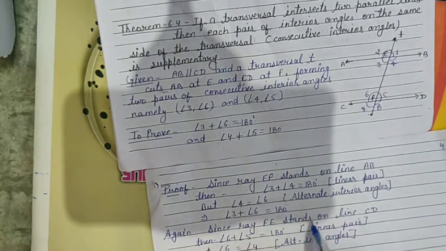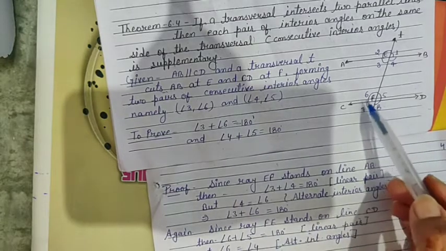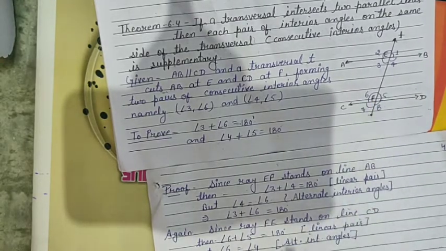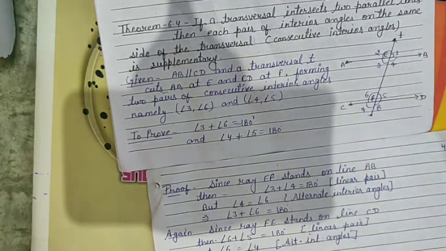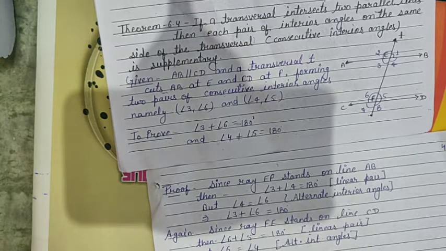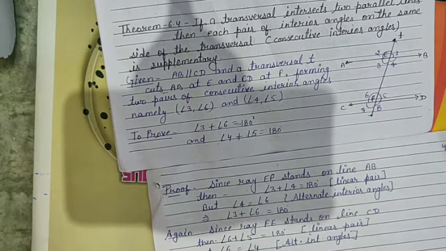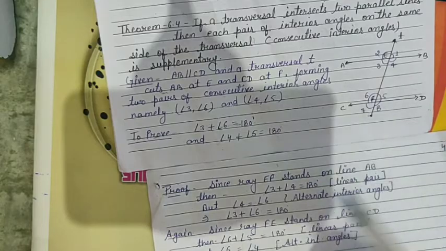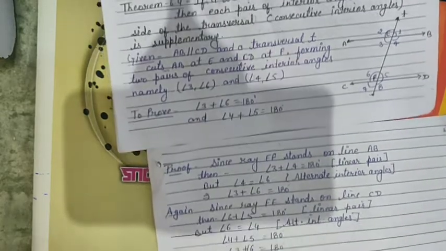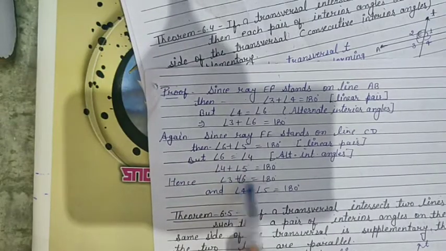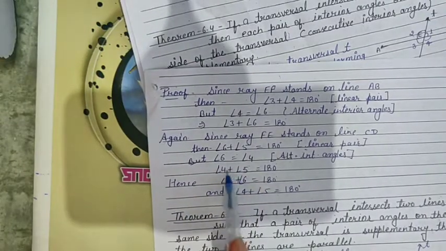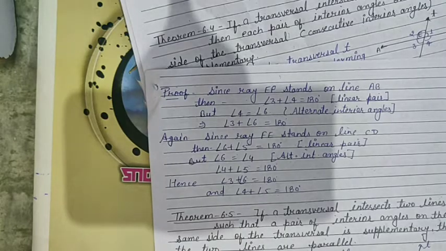Since ray FE stands on line CD, angle 6 plus angle 5 equals 180 degrees, and angle 6 is equal to angle 4 by alternate interior angles. Now when I replace angle 6 by angle 4, I get angle 4 plus angle 5 equals 180 degrees. So angle 3 plus angle 6 is equal to 180 degrees, and angle 4 plus angle 5 is also equal to 180 degrees.